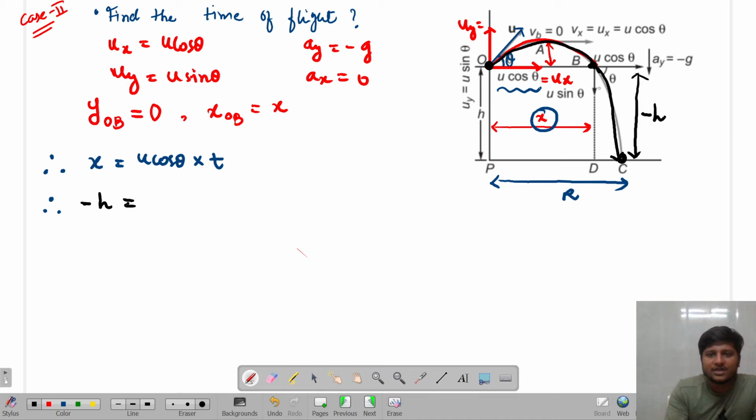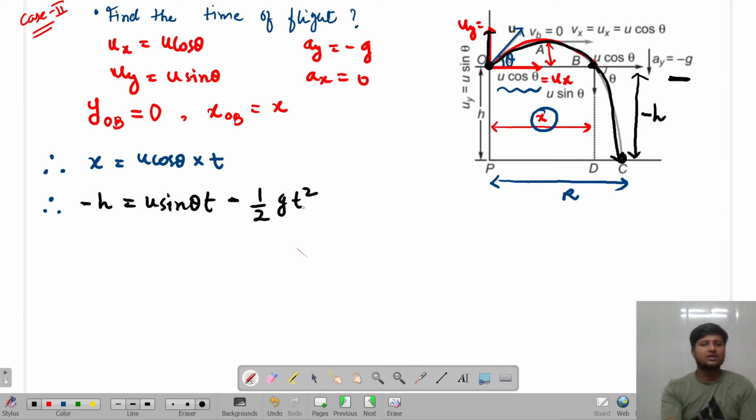So for that particular case, I'll write the equation: minus h is equal to u sine theta, which is your vertical velocity. Now this initial vertical velocity is along the positive direction. So therefore u sine theta is positive, into time t, minus, because the acceleration is negative, half g t square. So this is your equation for the particle which is traveling from O to C directly, right or not? This equation is for the whole path from O to C. Got it? Yes or no? Are you able to get me or not?